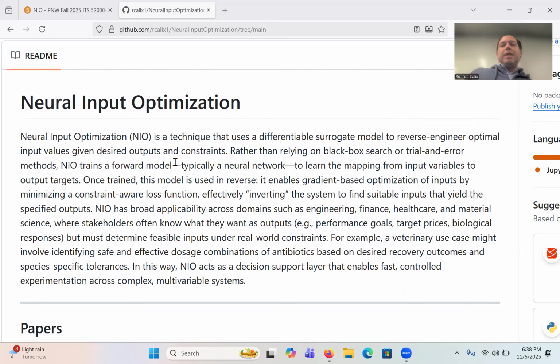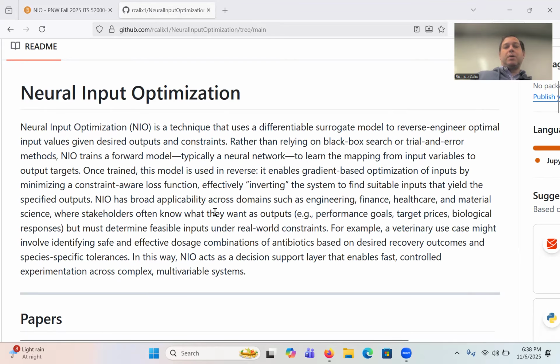Rather than relying on a black box search or trial and error methods, NIO trains a forward model, typically a neural network, to learn the mapping from input variables to output variables. Once trained, this model is used in reverse. It enables gradient-based optimization of inputs by minimizing a constraint-aware loss function, effectively inverting the system to find suitable inputs that yield specified outputs. Another way of thinking about this is, we're trying to figure out the inputs that meet a certain level of constraints.